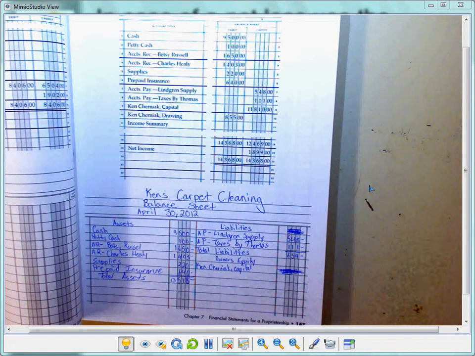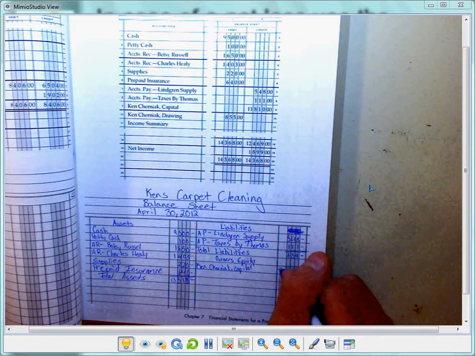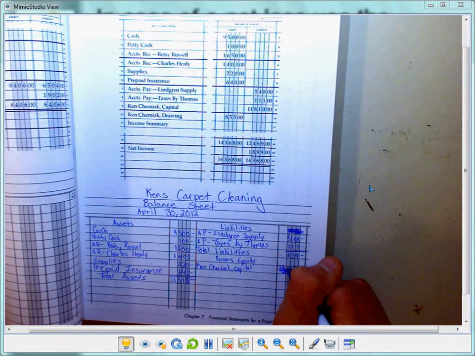How about somebody does this on their calculator so we make sure we know how to do it? Capital plus the net income. Is that it? No, minus the drawing. So capital plus net income minus drawing, and we'll see what we get. Is it in the 12,000 range? Yes. So our amount is 12,854.